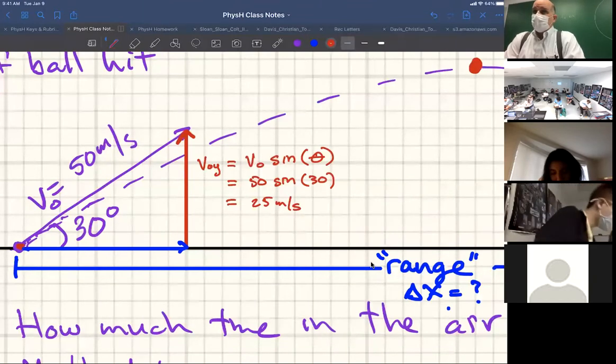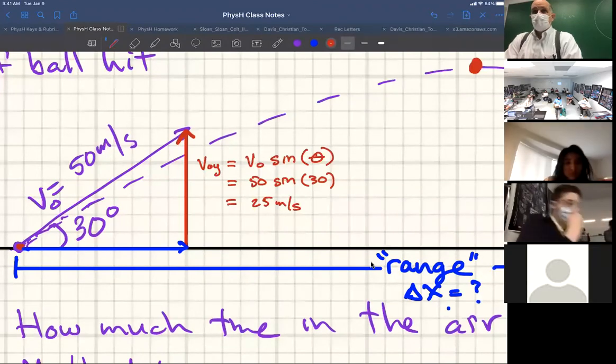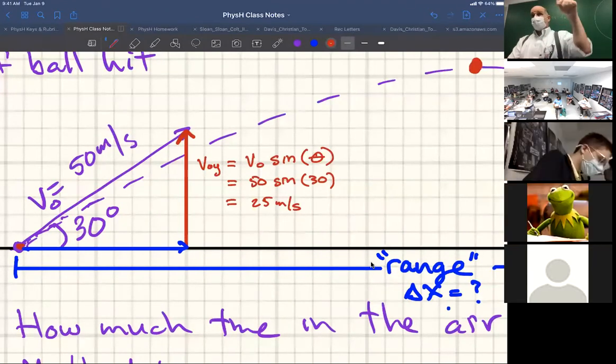So this golf ball, when it's just struck on the tee, is moving at a velocity of 25 meters per second up. Is it going to keep moving 25 meters per second straight up? What's going to happen? It's going to decrease because of the force due to gravity. It's going to accelerate downward at 10 meters per second squared.